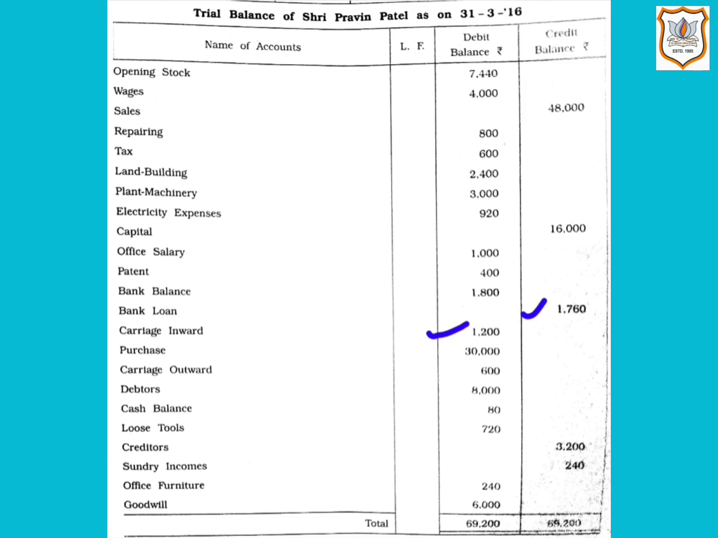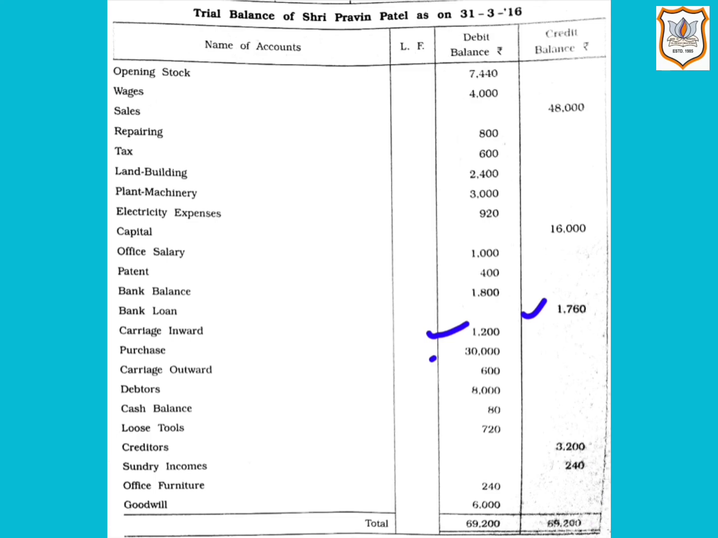Purchase account always has a debit balance as per the real account. So it will be shown in the debit column of a trial balance. Amount is rupees 30,000. Then carriage outward. Carriage outward is an expense which is related to sale of goods. So here it will be recorded in debit column of trial balance.